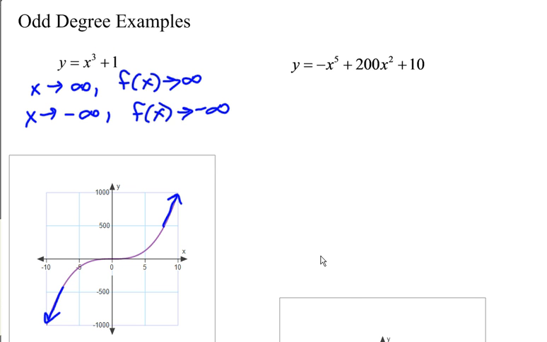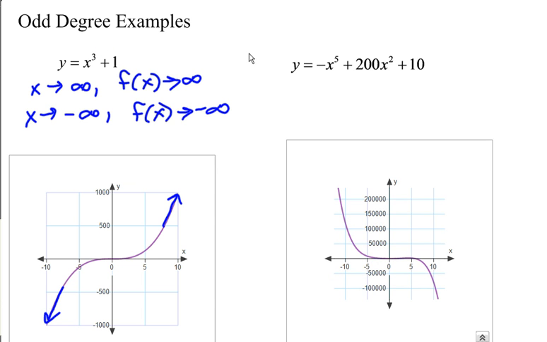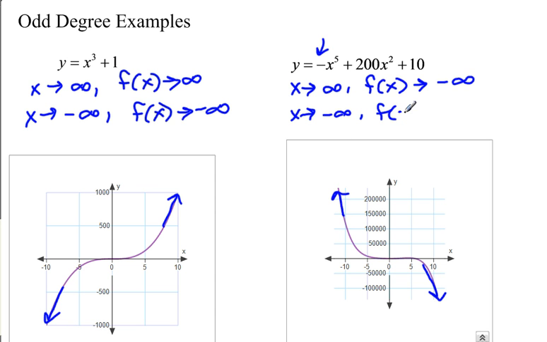Now let's look at this next one. Hopefully you're kind of recognizing what I'm doing here. We changed that leading coefficient instead of being positive over here to being negative. And so we'll see that it does the opposite, that as x approaches infinity, f of x approaches negative infinity. And as x approaches negative infinity, f of x approaches positive infinity.